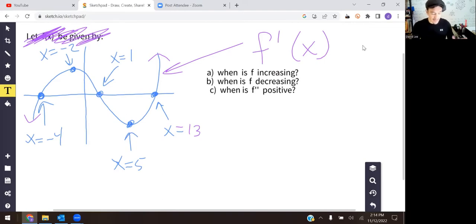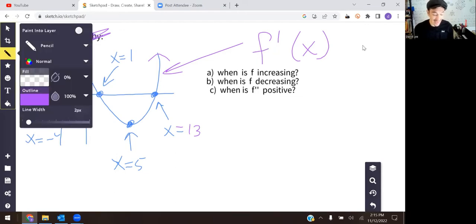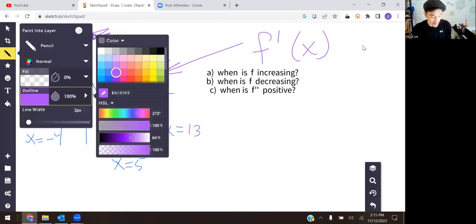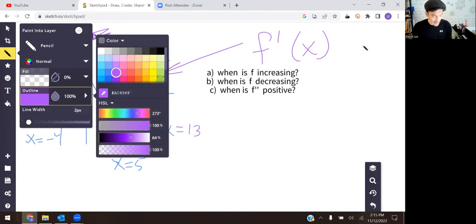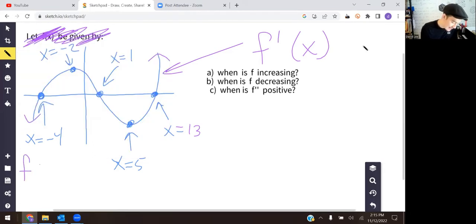All right, so let's reset our minds here. Now let's pretend that the picture that we're looking at is the picture for f prime, the derivative. Part A is asking about f, the original function, which you can see and which we don't know what it looks like. But we want to know when f is increasing. So let me give us the reminder here in purple, that f is increasing is the same thing as f prime being positive.